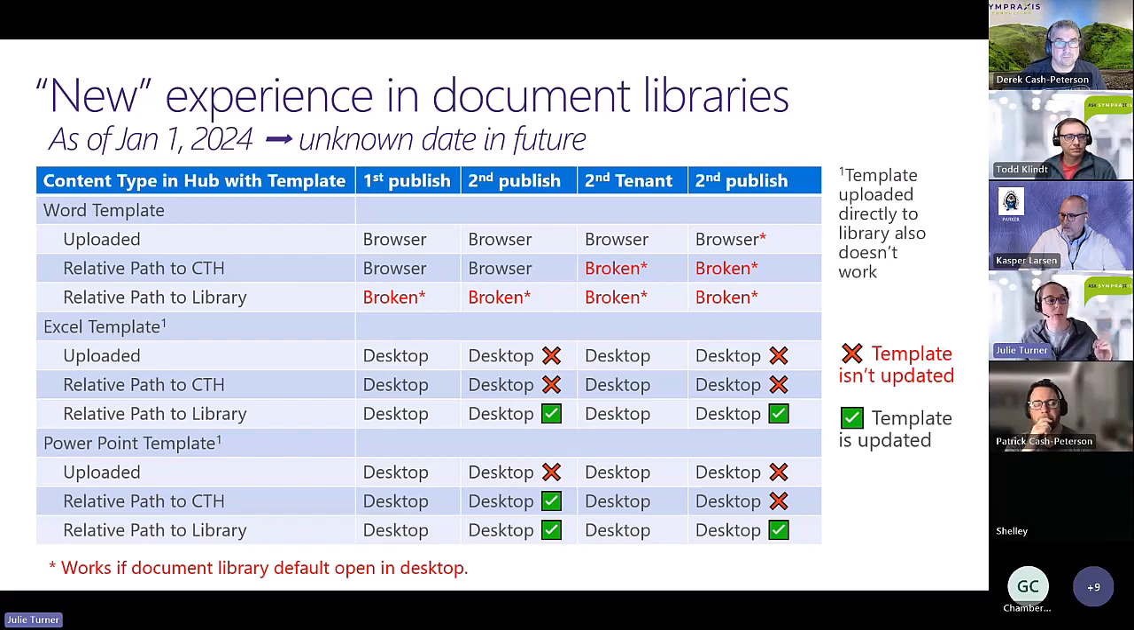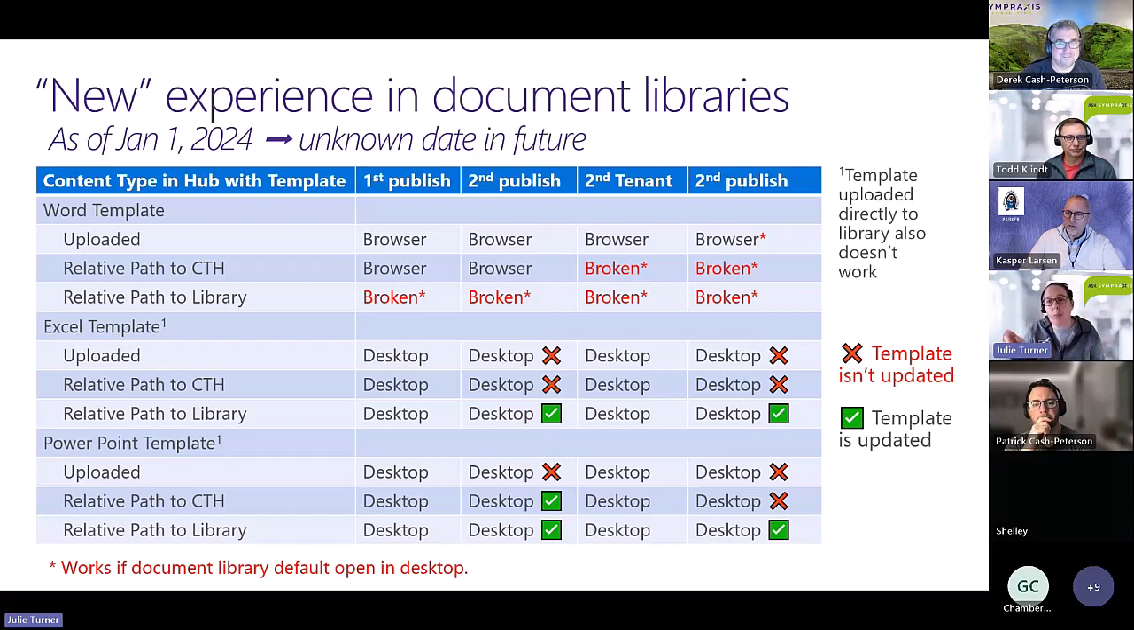If you try to use a relative path, so instead of using the upload feature, you say, okay, I have my Word template DOTX, and I have it in a library in the content type hub itself. So I've made a library in the content type hub, and I make a relative path to that template and I publish it, etc. In one tenant, it worked.